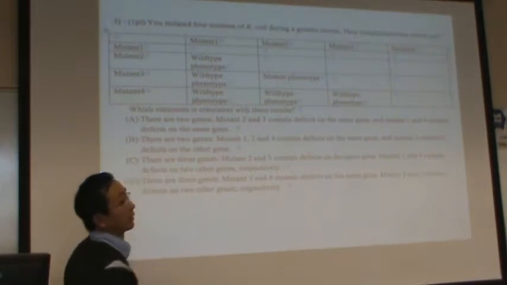And number 4 and 3 are different, so we should look for three genes. This is three genes, mutants 1 and 4 can be the same gene, that's from 2 and 3, so let's see. Why should the answer be A? Why is it three genes instead of two genes? Because that's the reason.